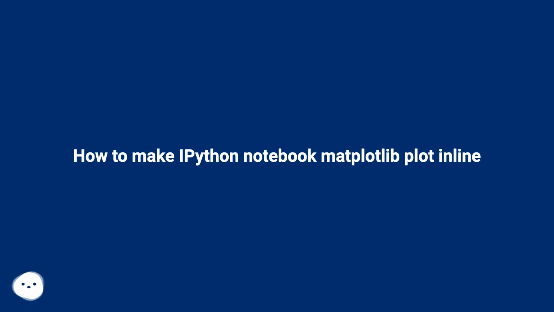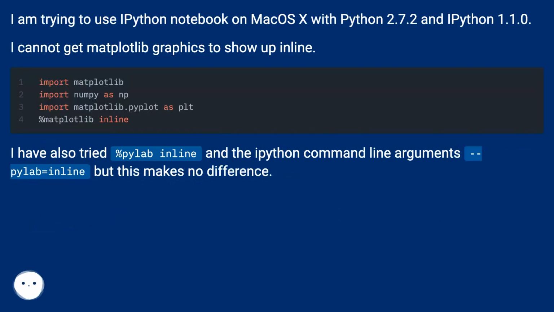How to make IPython notebook Matplotlib plot inline. I am trying to use IPython notebook on Mac OS X with Python 2.7.2 and IPython 1.1.0. I cannot get Matplotlib graphics to show up inline. I have also tried %pylab inline and the IPython command line argument pylab=inline, but this makes no difference.